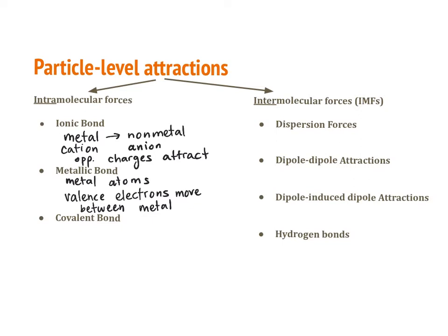And we also know about covalent bonds, and those are between several nonmetal atoms. In covalent bonds, valence electrons are shared between two atoms.